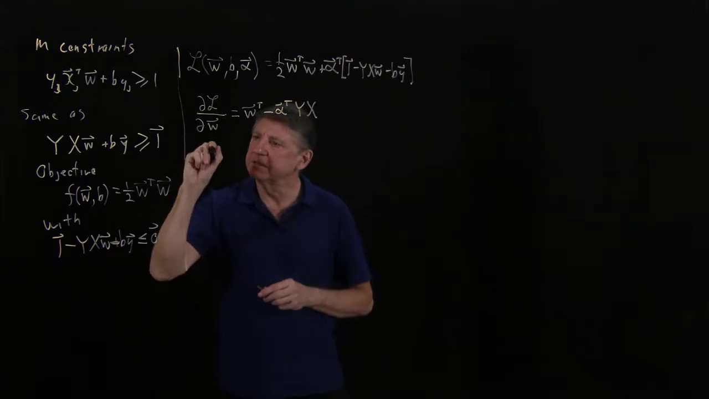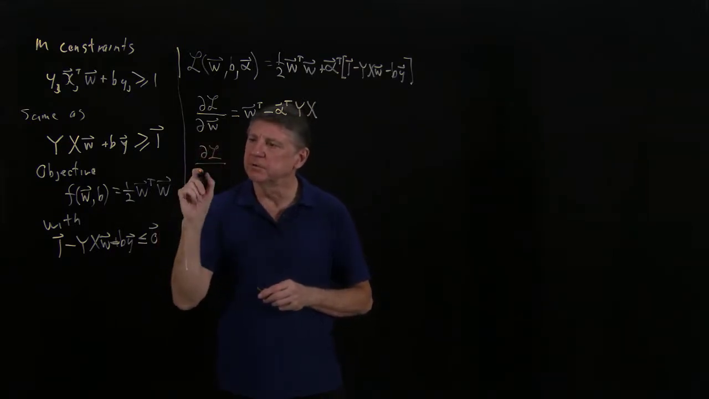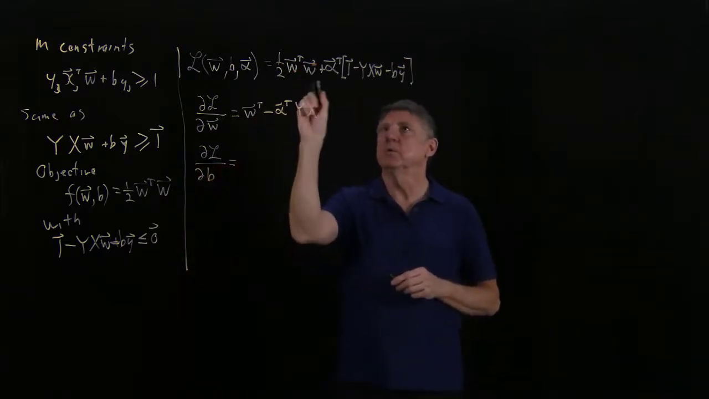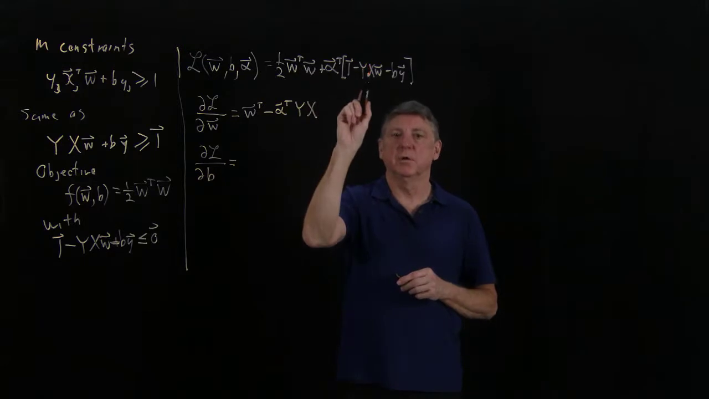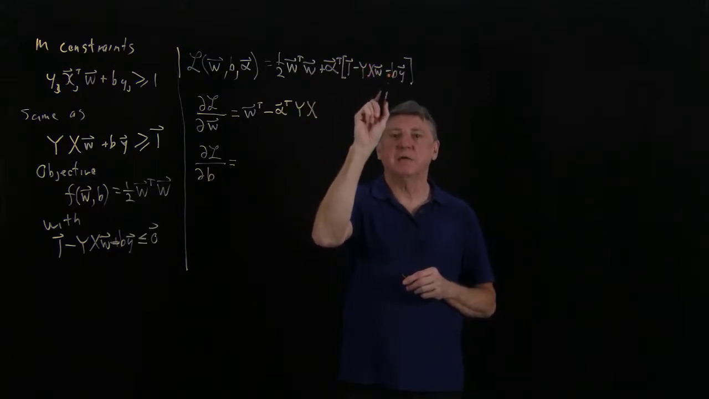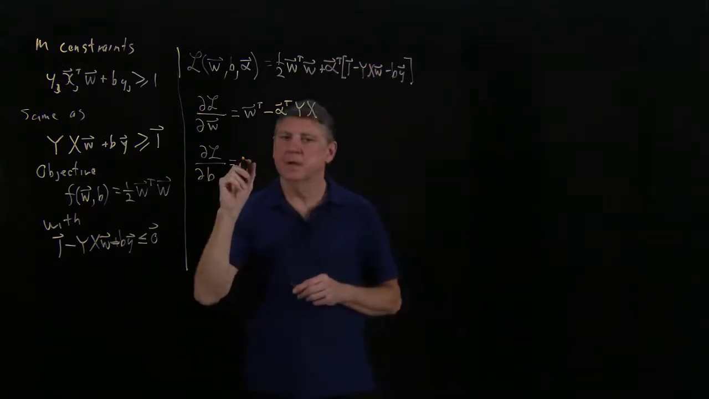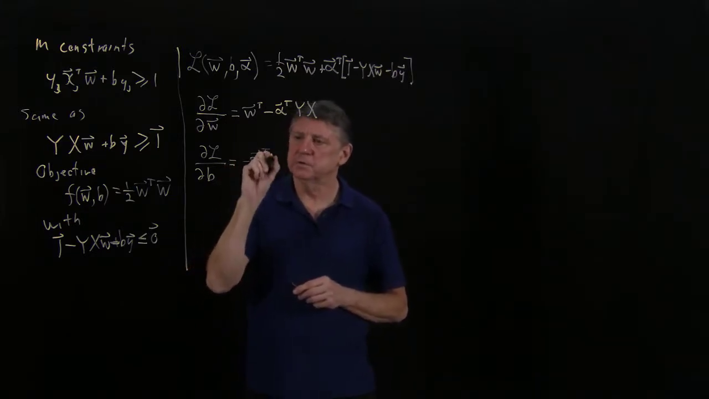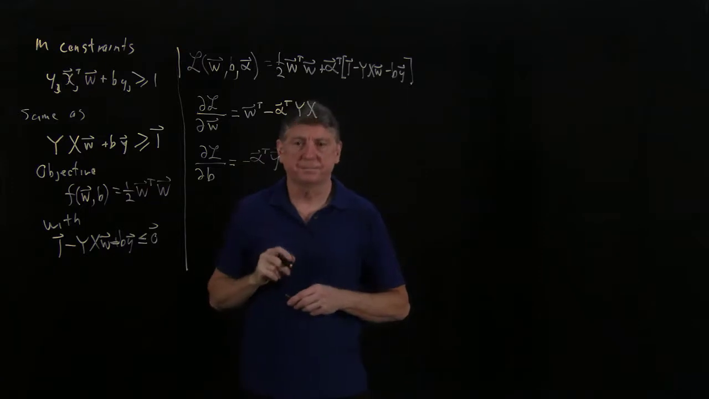The next differential we need is the derivative of the Lagrangian with respect to the bias scalar, and that will be 0, 0, 0, and now that will be minus alpha transpose y. So that is minus alpha transpose y.